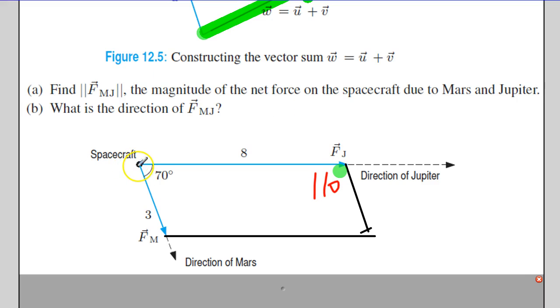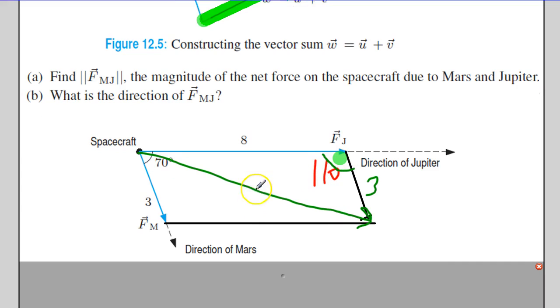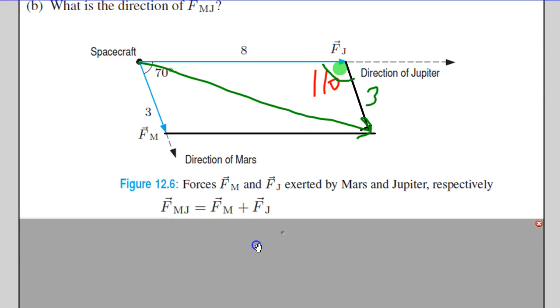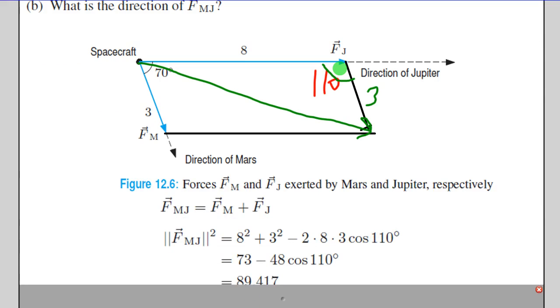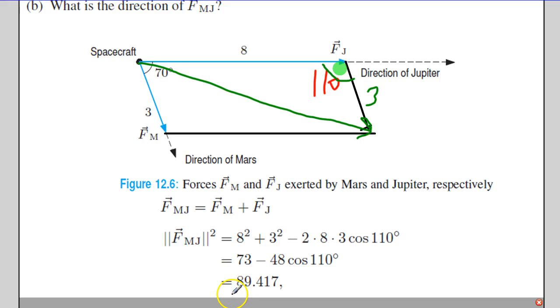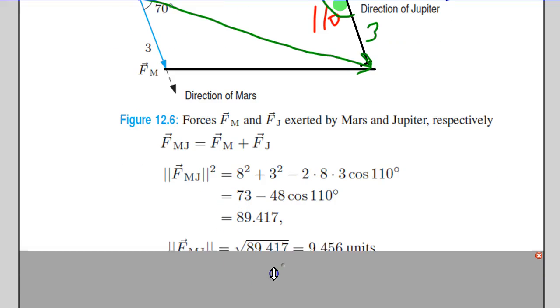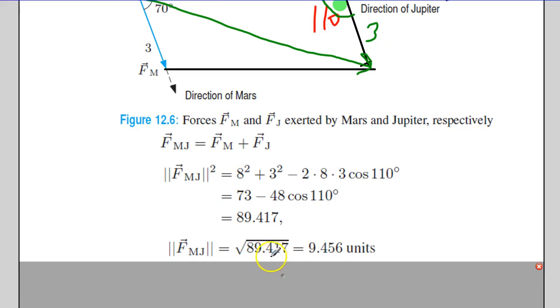Why is that important? Because I'm trying to find the resulting vector, and the resulting vector, I can't draw a straight line, but it looks like here. And so I know that this is 8 and that this is 3, and this angle here is 110 degrees. So I can still use the law of cosines to come up with the magnitude squared, and then use the square root to figure out the magnitude, which is 9.456.